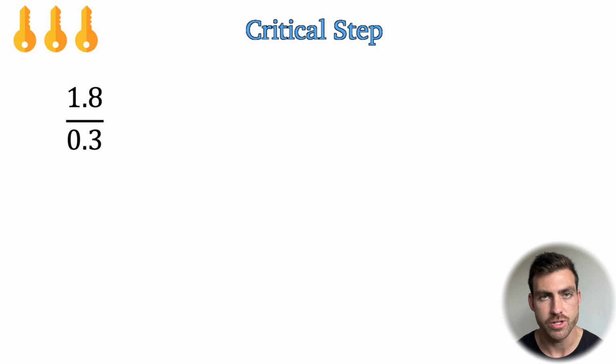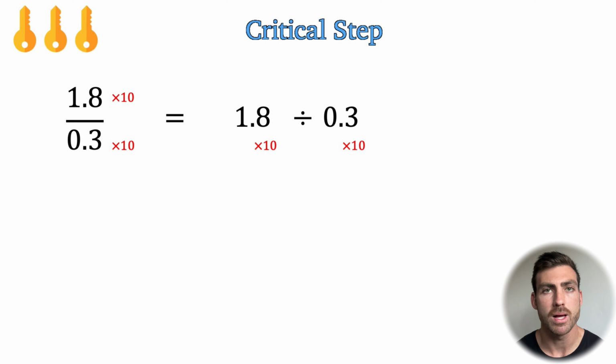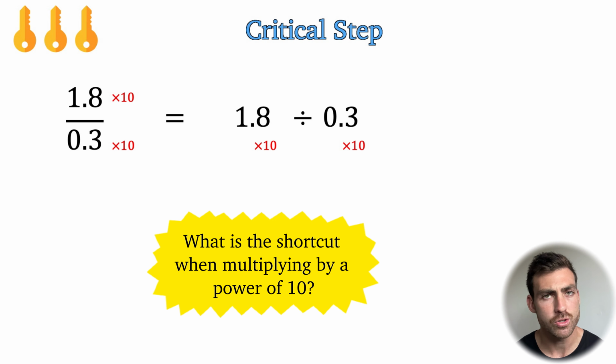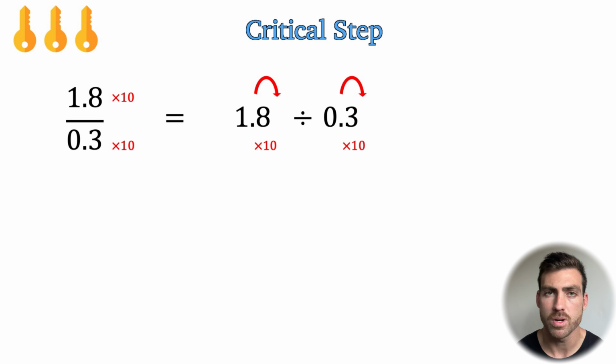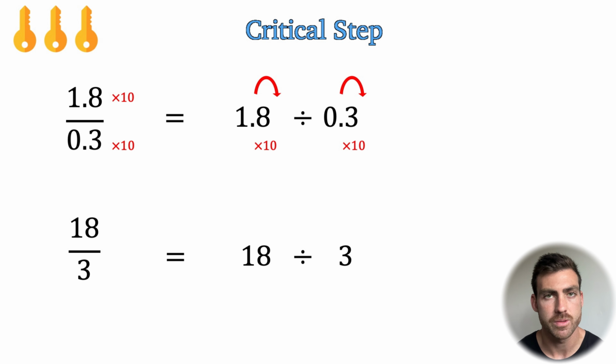If we had the following fraction, this is just 1.8 divided by 0.3. To make equivalent fractions in this form, we multiply both terms by the same number. Multiplying by powers of 10 is the easiest choice. What is the shortcut when multiplying by a power of 10? Yes, move the decimal point to the right by the number of zeros. If you completed both calculations correctly, they both will give you the same answer. Making equivalent expressions is the critical step that transforms problems into easier problems you know how to solve.